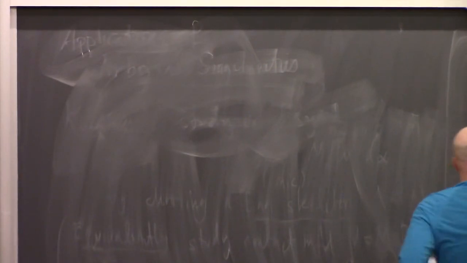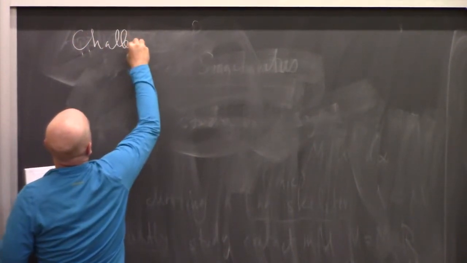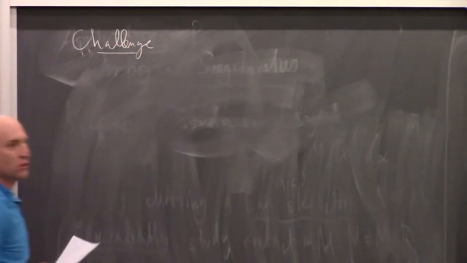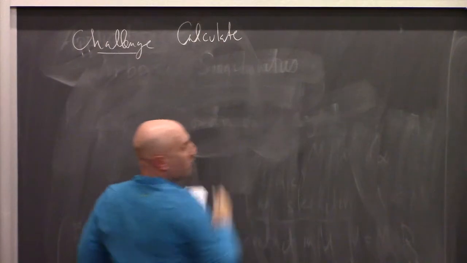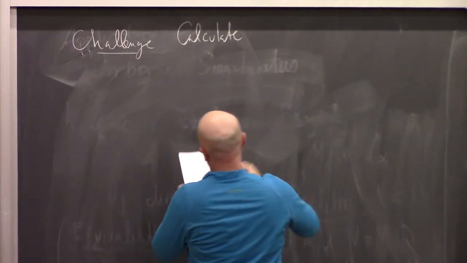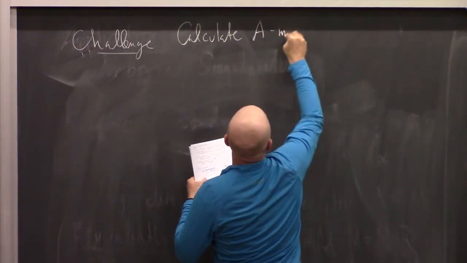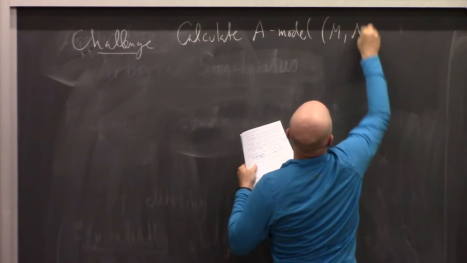Okay, so A model. The challenge, if you're a symplectic geometer or interested in mirror symmetry, is to calculate the A model in some shape or form, hopefully showing it's equivalent to some easier B model, but in any case, to calculate the A model in this situation. So I'll write A model of M, lambda.